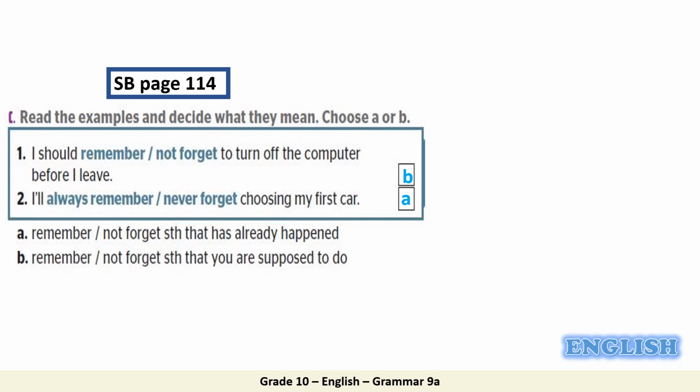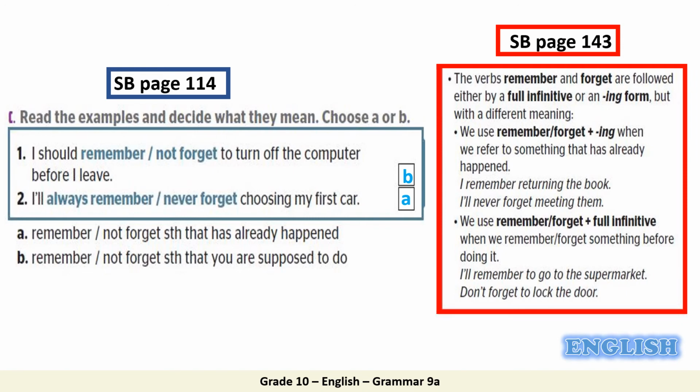So in number 1, we have used to plus verb. In number 2, we have used the ing form of the verb. All right, let's read about it on the grammar reference on page 143. So the verbs remember and forget are followed either by a full infinitive or an ing form, but with a different meaning. Alright, so remember and forget, we can use them with full infinitive or ing form.